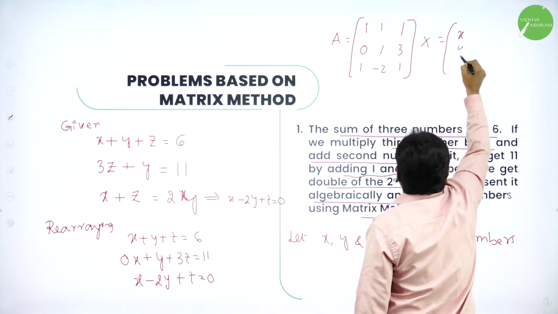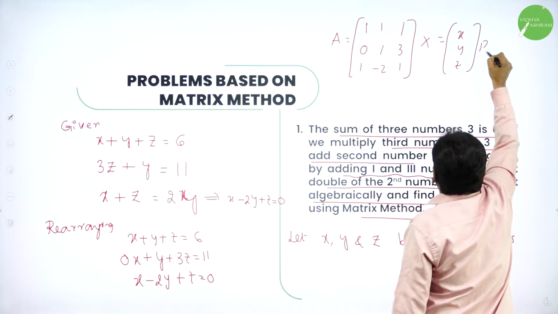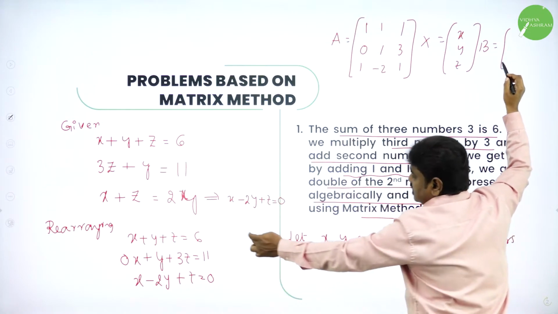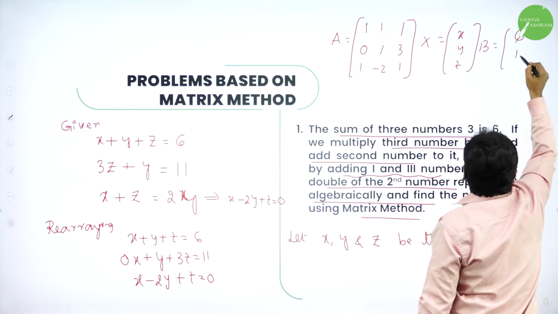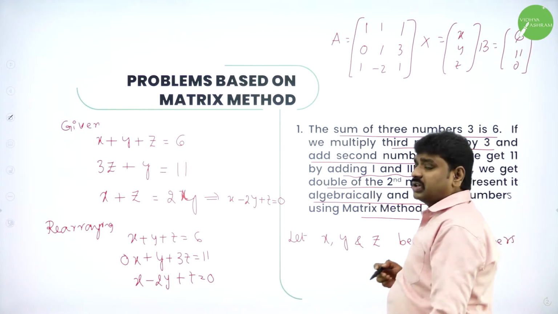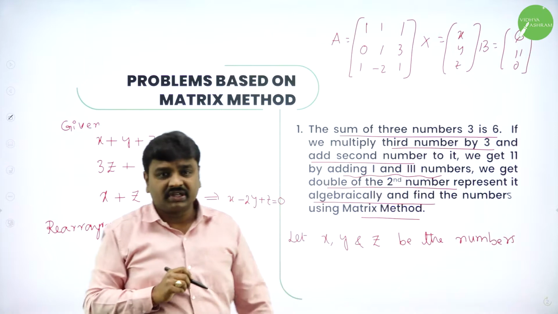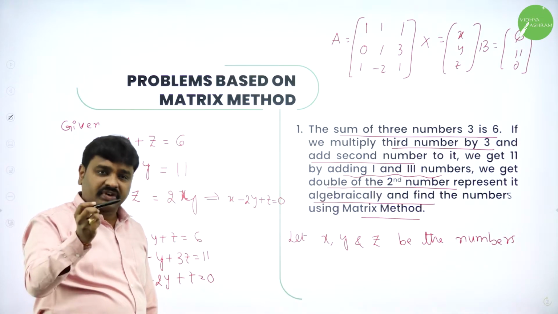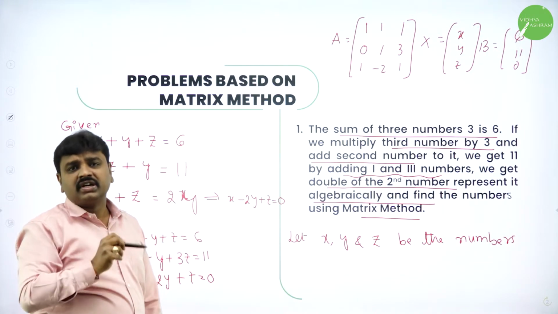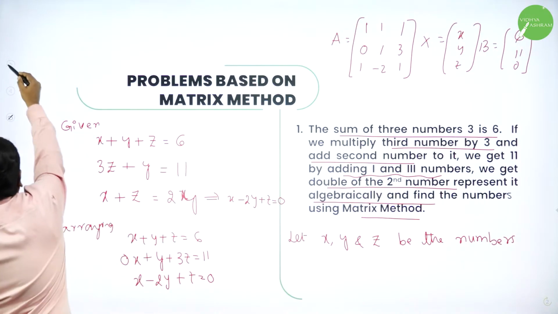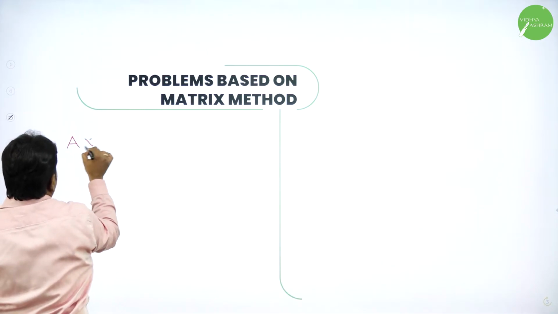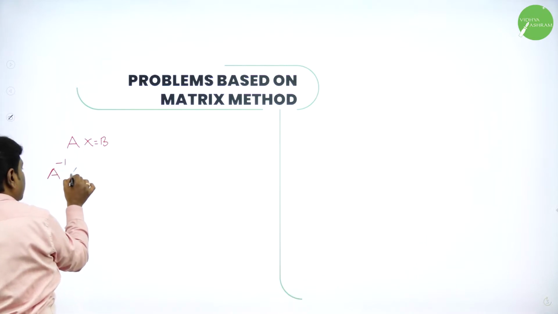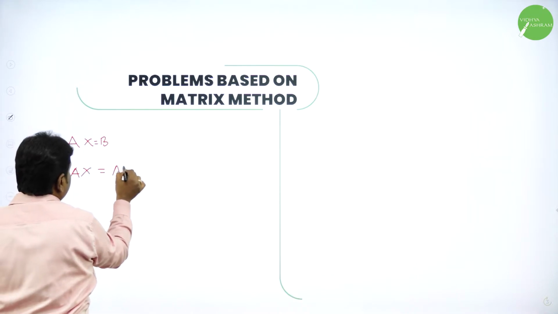What is the variable matrix? X, y, z. And B, what is B? B is the constants on the RHS. What are the constants? 6, 11 and 0. Now first, all of you know the matrix method. So according to the matrix method, first we need to find the determinant, then we need to find the adjoint, then we need to find the inverse and find the variables. So now all of you know AX is what? B. This is given. Multiply A inverse on both sides. If I multiply A inverse on both sides, A inverse AX is equal to A inverse B.